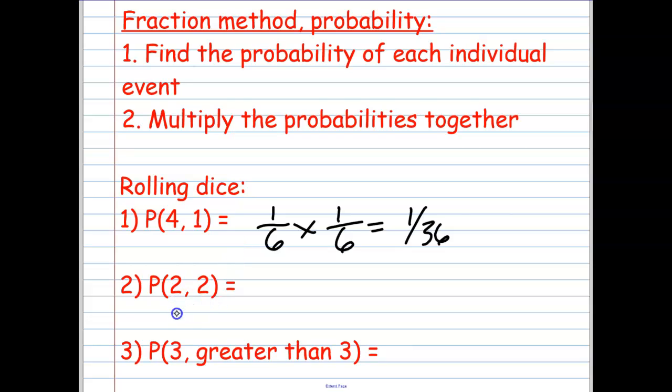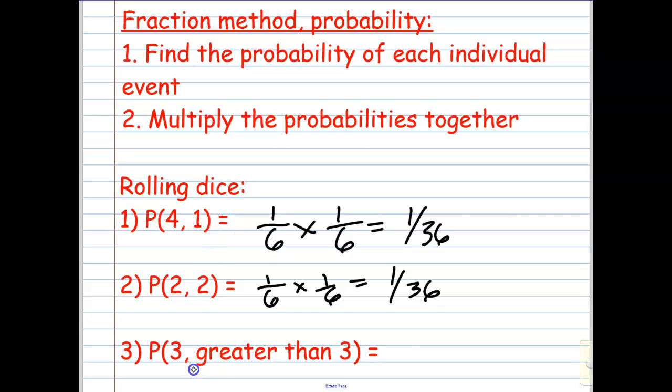All right, probability of getting 2 twos. So how many sides are 2? 1 out of 6. How many sides are 2? 1 out of 6. And then we multiply them together. Now some people think doubles are lucky or harder to get. But your chance of getting a 2 and then another 2 is the same as getting a 4 and then a 1. So there you go.